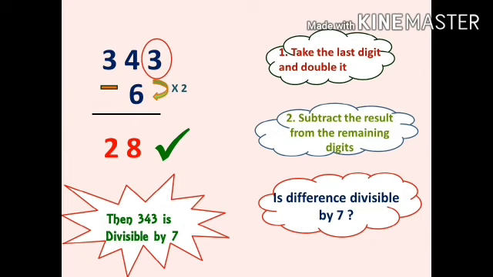Let me repeat the concept once again. First, we take the last digit and double it. That is, we multiply it by 2. Second, we subtract the result from the remaining digits. Finally, we find whether the difference is divisible by 7. That's it. So, let us see another example also.